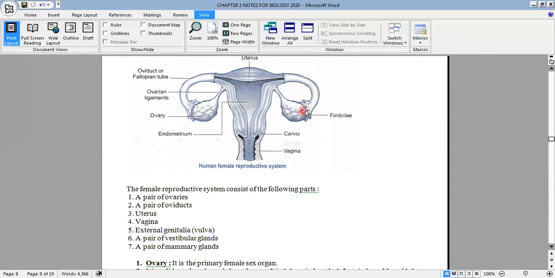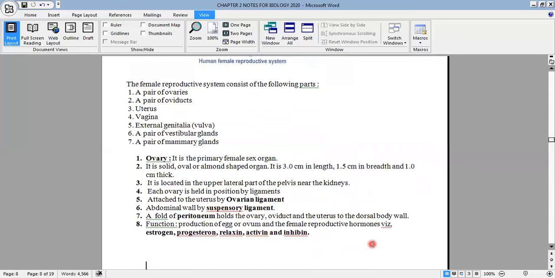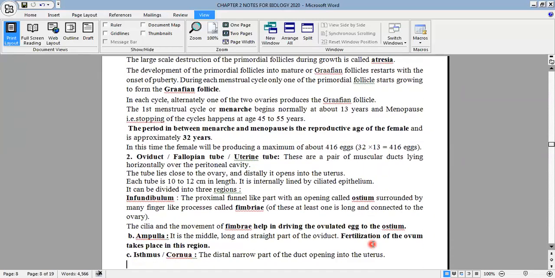The ciliated epithelium of the fallopian tube will help push the ovum up to the second part of the fallopian tube called the ampulla. Cilia push the ovum up to the ampulla of the fallopian tube. Now, the ampulla of the fallopian tube is the central part where the fertilization of the ovum takes place. The ovum fertilizes with the sperm in this region.